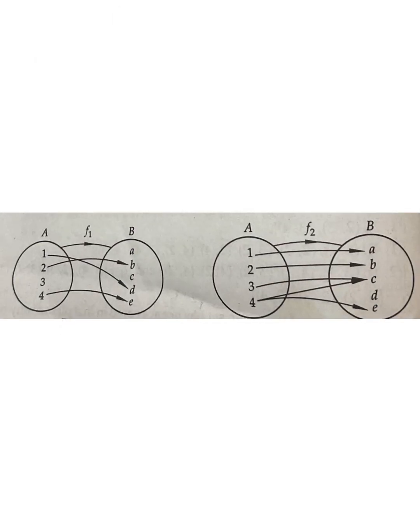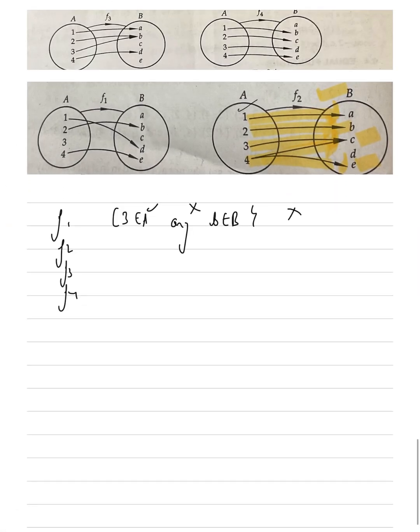Let us see. 1 belongs to A. For 1 belongs to A, we have this mapping, and this mapping is unique. For 2 belongs to A, we have this mapping, which is also unique. For 3 belongs to A, this mapping is also unique. And for 4 belongs to A, we have 2 mappings, C and D. I had already told you that you have one arrow only. Here 4 is going to be associated with C and 4 is going to be associated with E. This is not possible. So F2 is again not a function, as 4 belongs to A.